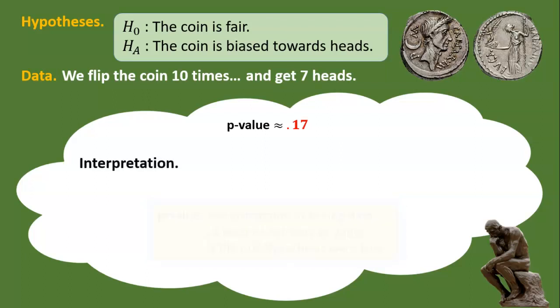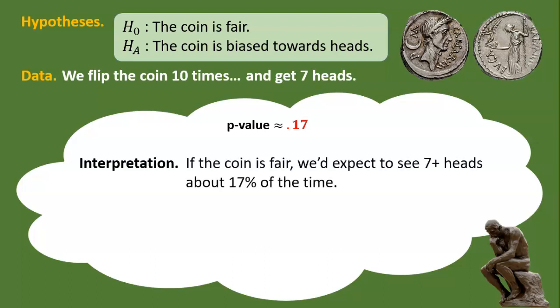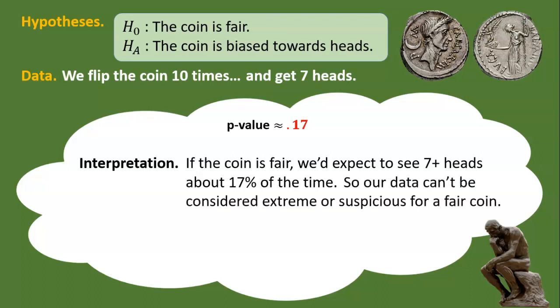So our interpretation of our p-value of 0.17 is this. If the coin is fair, we'd expect to see 7 or more heads about 17% of the time. Now 17% is about a 1 in 6 chance, so our data, those 7 heads, really can't be considered all that extreme or suspicious for a fair coin. Based on this data, it's certainly plausible that the coin is fair, and that this is just one of those not terribly rare instances in which Lady Luck produces 7 or more heads on 10 flips of a fair coin.